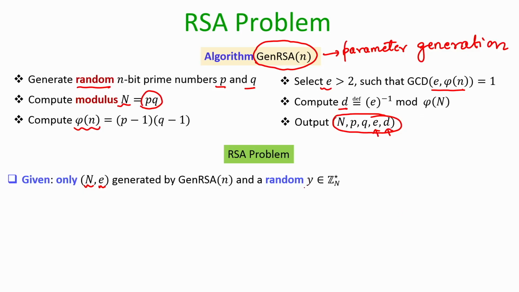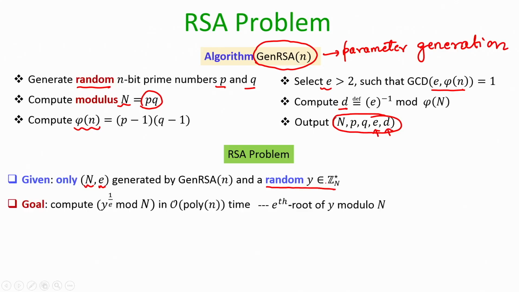Now, the problem instance is the following: I will give you a random element from my group Z n star, and your goal will be to compute the output of the inverse function that we had just seen for the randomly chosen y. Namely, your goal will be to compute y to the power d modulo n, where d is not given to you, and y to the power d modulo n is nothing but computing y raised to the power 1 over e, where 1 over e is not numeric 1 over e, but is actually the multiplicative inverse of e.